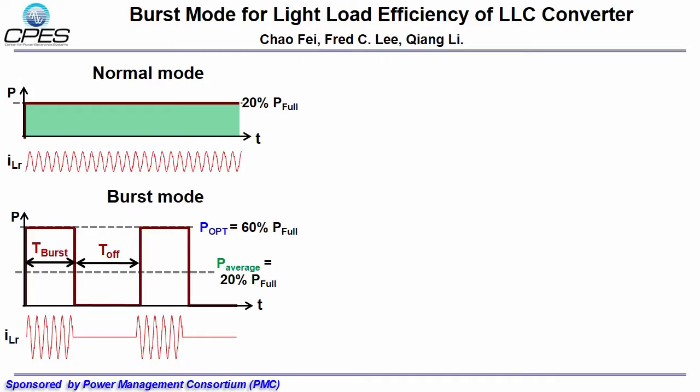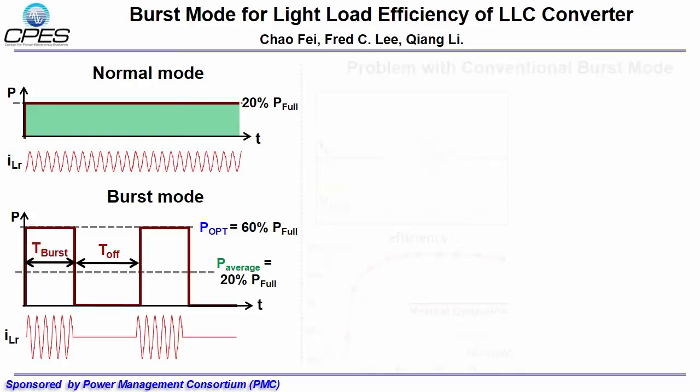Burst mode is widely used to improve the light load efficiency of LLC converter. The concept of a burst mode is to switch the converter between on and off mode. During burst on time, the converter runs at the efficiency optimal point, while during burst off time, the converter is shut down. The average power of a burst mode equals the power required by the load.